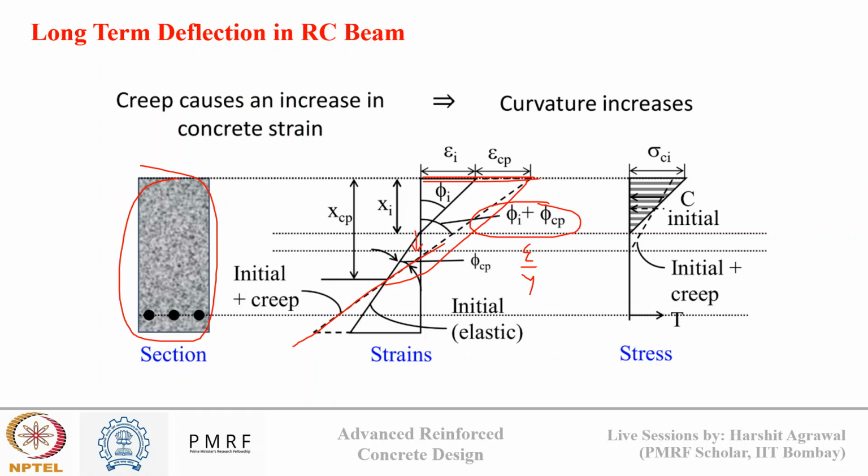Okay, the strain is increasing in the concrete, due to which the neutral axis depth is lowering, and this is also increasing the strain in the steel, and the net curvature of the section is increasing. If the net curvature of the section increases, the deflection will also increase.